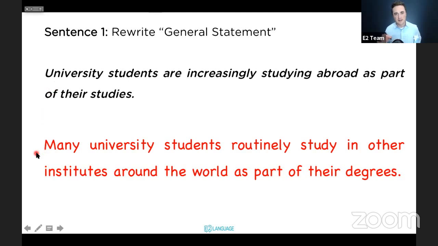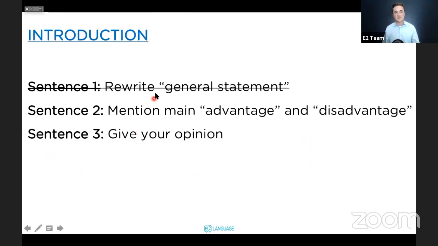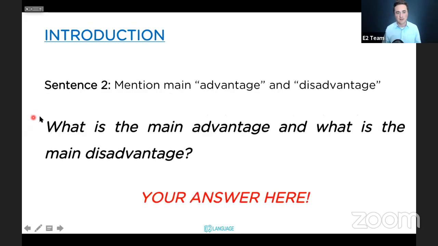I've just rewritten it. That's all you have to do to start your essay, which is great because it relieves a lot of anxiety because you know how to begin. Cool, and we've just written the first sentence. So let's move on to the second sentence, which says, mention main advantage and disadvantage, singular, one of each.